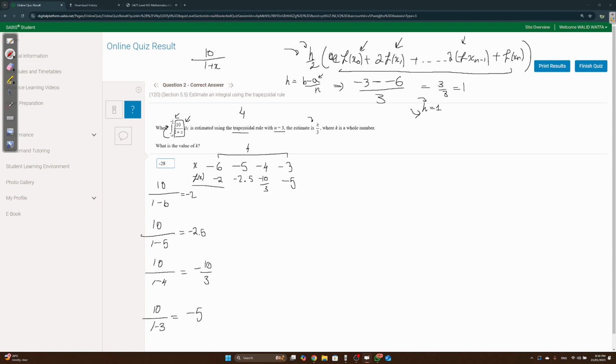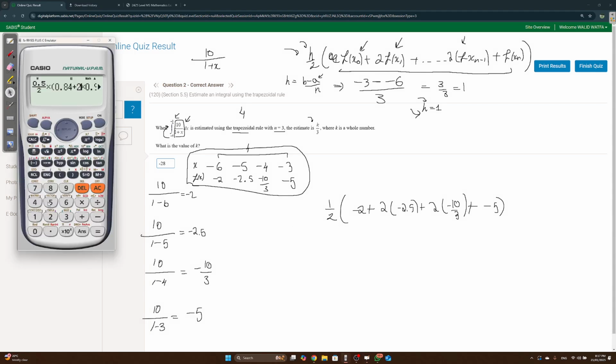So we now have our values, and we can plug them in. So over here, let's start. h over 2 is 1 over 2. f of x0, so -2. Plus 2 times f of x1, so 2 times -2.5. Plus 2 times -10 over 3. Plus, not plus 2 now, plus -5. Why not times 2? Because it's the last value.